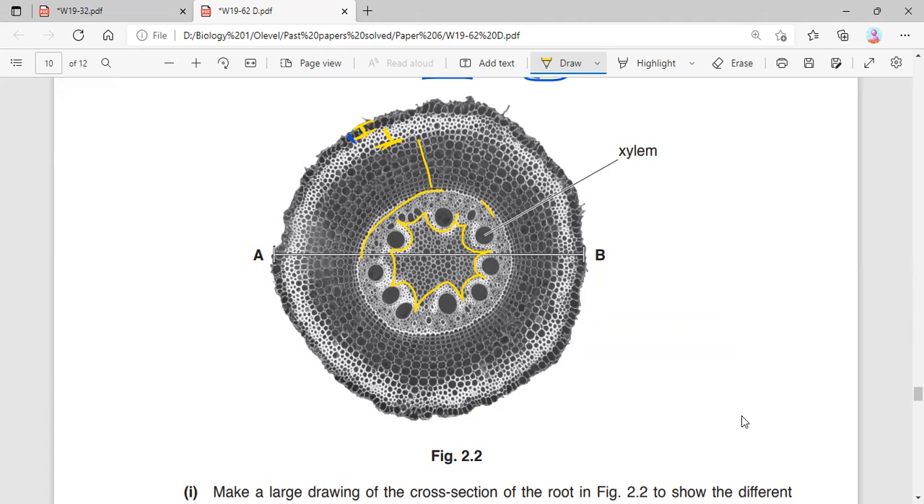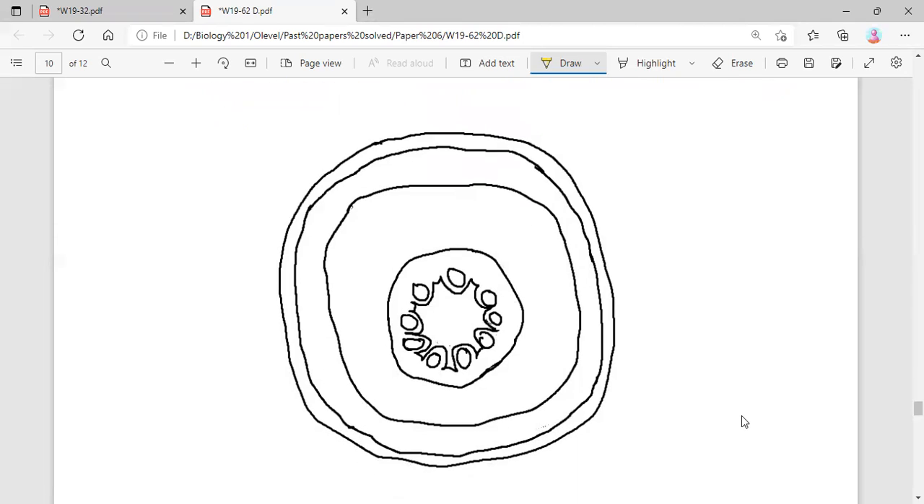So what's important here, one second. What's important is that the drawing should be big. You have to draw the layers in proportion. How? Like this. The first one is thin, and then a thicker one, and then the thickest layer, and then there's a circle, and then there's a star in the middle.